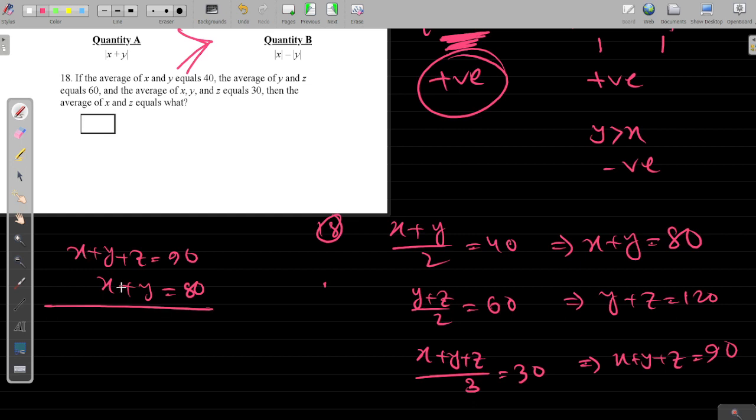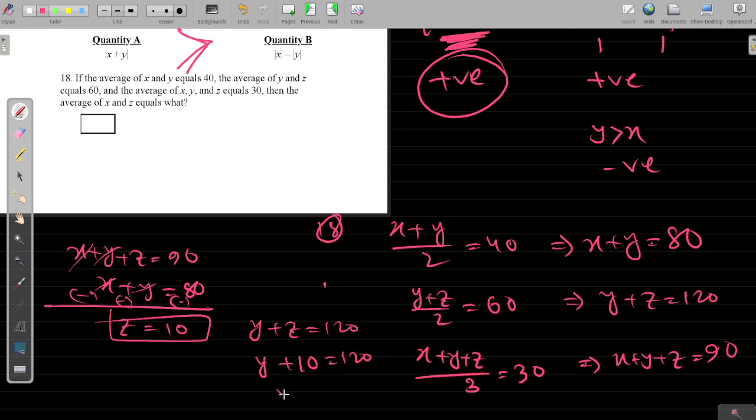If I subtract x plus y equals 80 from x plus y plus z equals 90, then this and this will be cut down, and z equals 10. So the value of z equals 10. Here y plus z equals 120, so y plus 10 equals 120, then y equals 110. So y equals 110, z equals 10, and what is the value of x? I will get x equals 80 minus 110, which means minus 30.